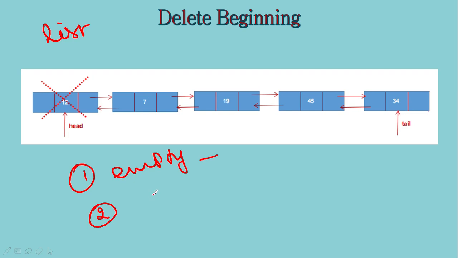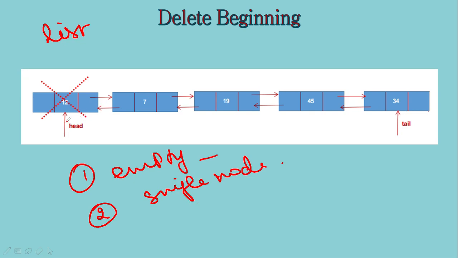This is a special case as we have to make head and the tail as null. Both of them have to be made null. So we have to consider that as a separate case, that is, when there is only a single node in the linked list. And other cases are general.